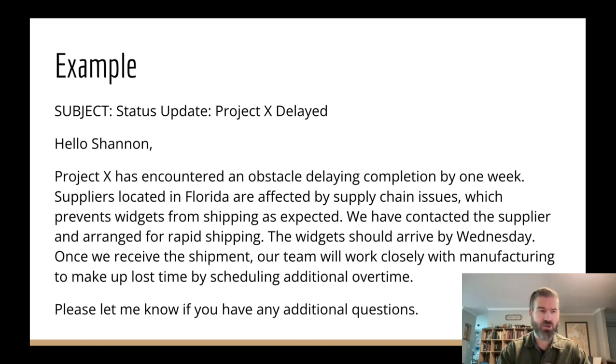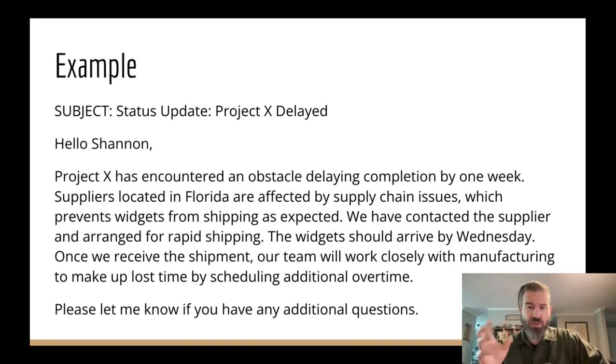Things are going to get back on track. We're delayed by a week, but we're fixing it. And then ending with, please let me know if you have any additional questions. Now, since I don't need anything specific from Shannon at this point, all I'm doing is providing that status update so that she knows where we're at.